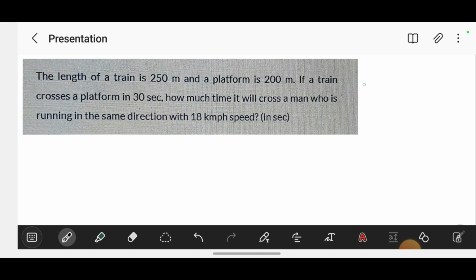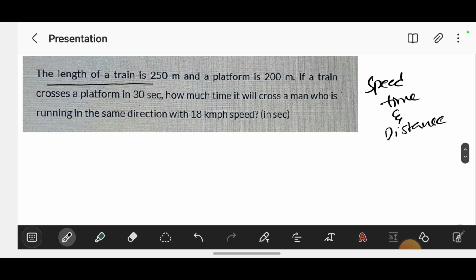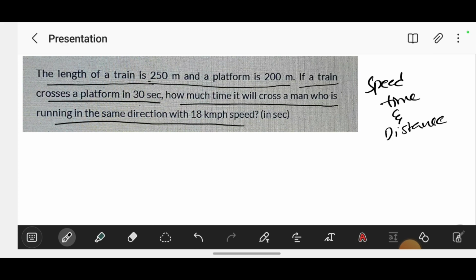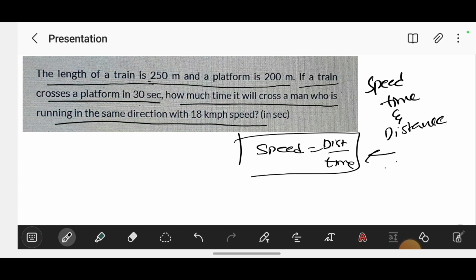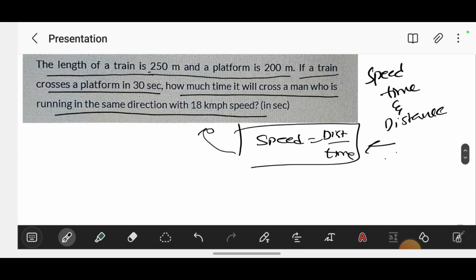Right. This is the concept of speed, time and distance. Let's see this question. He's saying the length of a train is 250 meters and a platform is 200 meters. If a train crosses the platform in 30 seconds, how much time will it take to cross a man who is running in the same direction at 18 kilometers per hour? Firstly, speed is equal to distance by time. You have to memorize this equation. This is the only concept we need in speed, time and distance. Okay, let's go to the question.